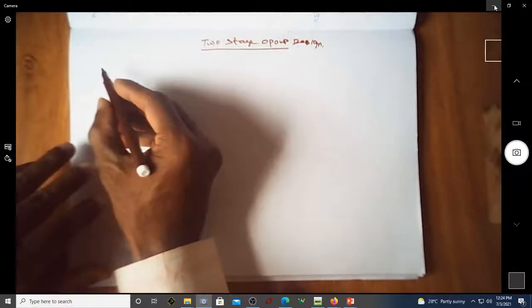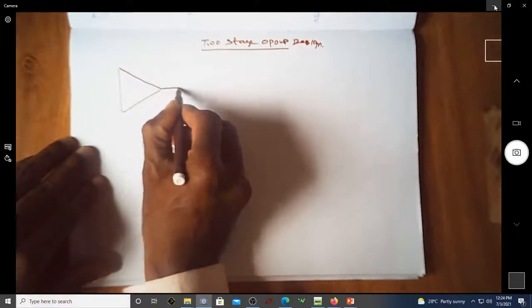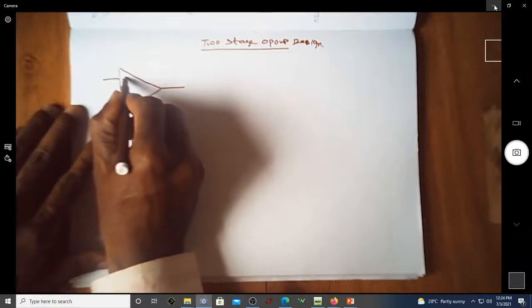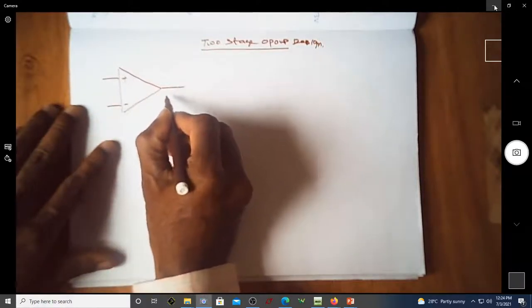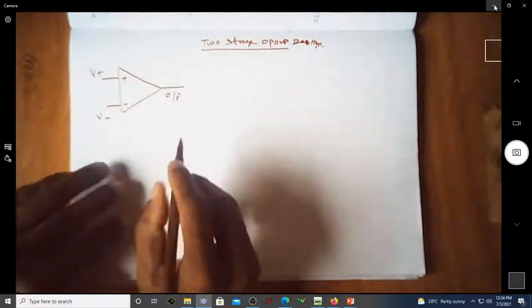So we know that an op-amp is differential. It has two inputs and one output. Since it has two inputs, this is how we write the representation of the op-amp. It is going to have one non-inverting terminal and an inverting terminal, and of course there is one output. We call them V plus, V minus, and this is the output.